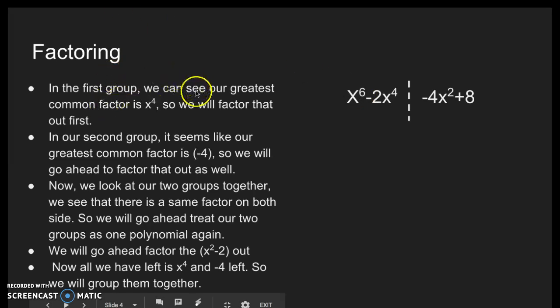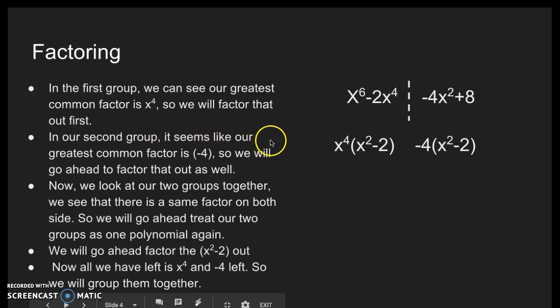In the first group, we can see our greatest common factor is x to the 4th power. So we can divide by x to the 4th power on both terms. Let's go ahead and do it. x to the 6th divided by x to the 4th power, we got x squared left. Negative 2x to the 4th power divided by x to the 4th power, we got negative 2 left. So let's put it in parentheses.